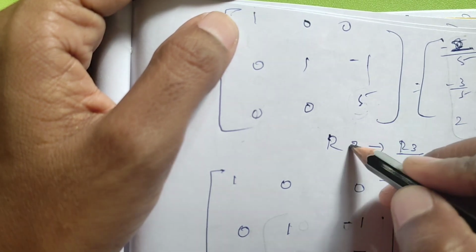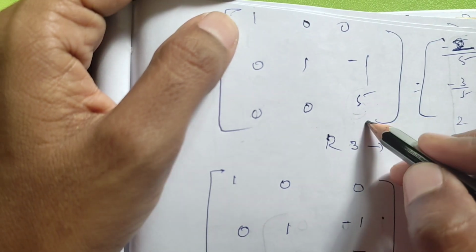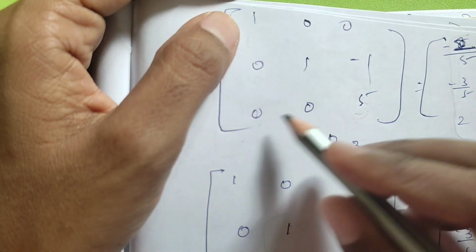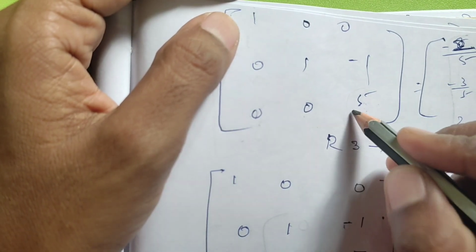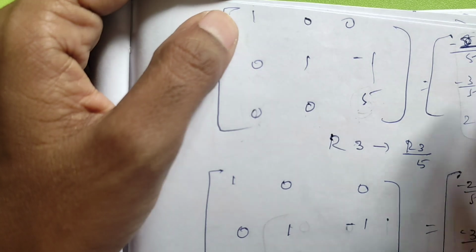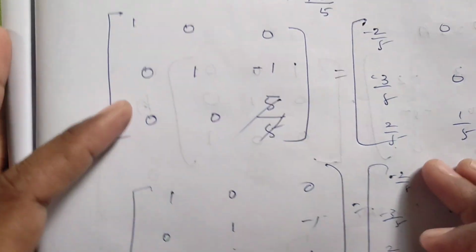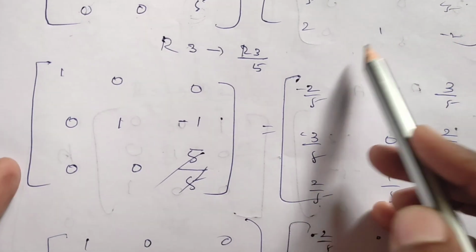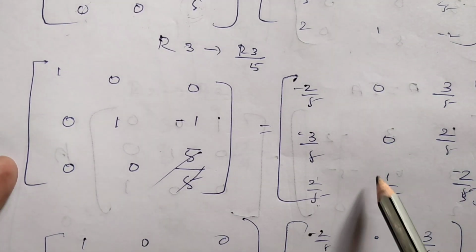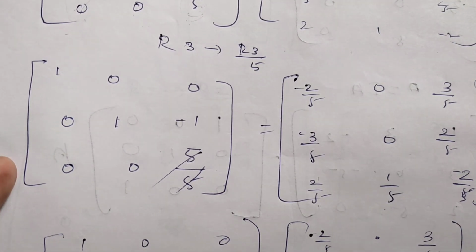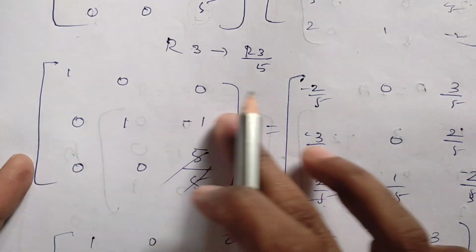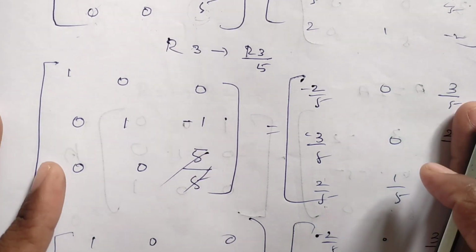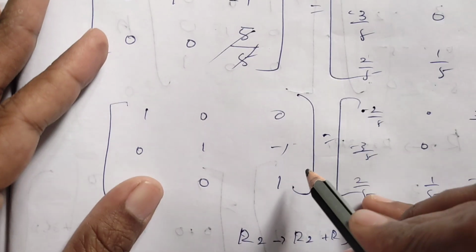So I'll make it R3 tends to R3 by 5. So 0 by 5, 0 by 5, 5 by 5. Same thing to be followed in the RHS also. So we have 2, 1, minus 2. So 2 by 5, 1 by 5, minus 2 by 5. R1, R2 will remain as it is. So we made this 1.